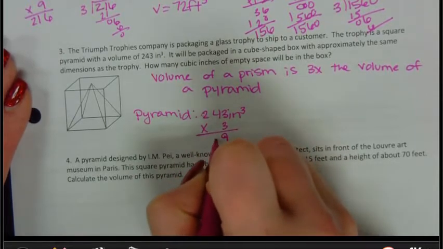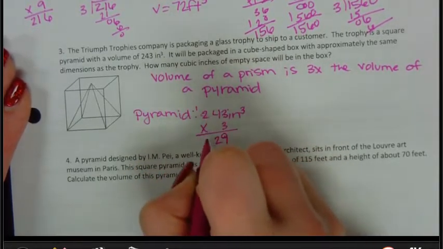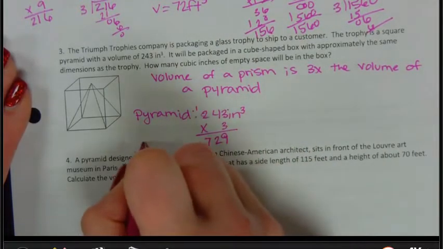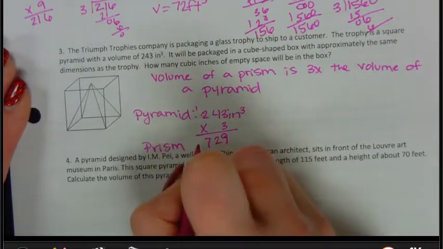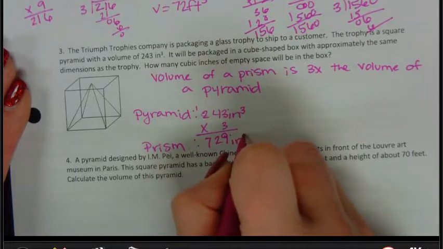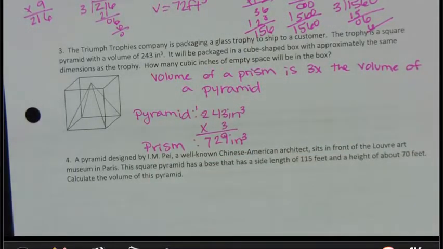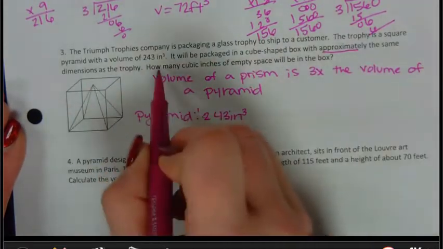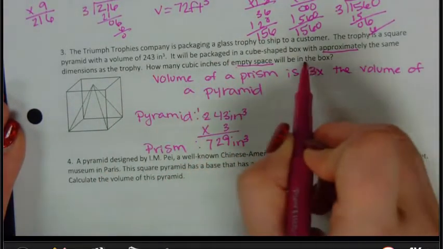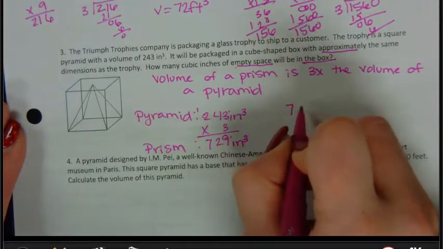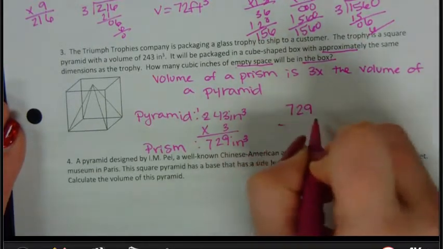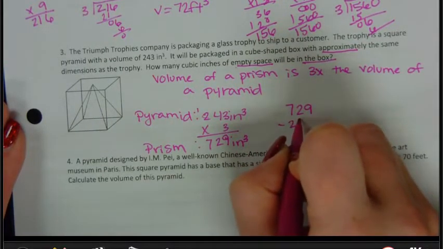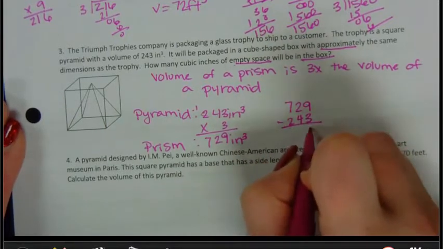3 times 3 is 9. 3 times 4 is 12. 3 times 2 is 6, plus 1 more is 7. So my prism is 729 inches cubed. Okay, that's not the answer it's looking for. It's wanting to know the empty space in the box, which means I need to take the volume of my prism and subtract the volume of my trophy.